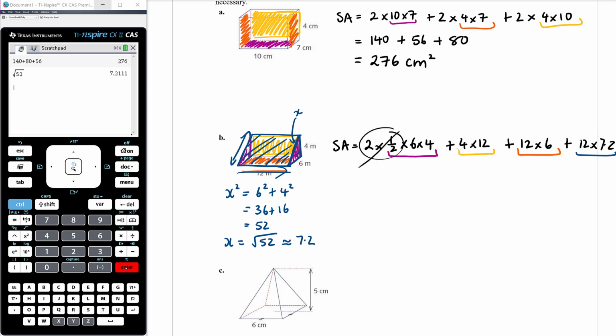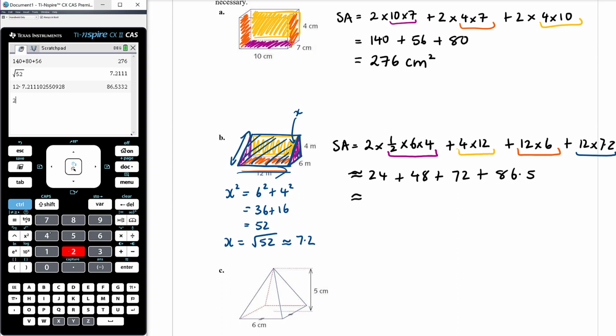The 2 and the half are cancelling each other out, so that's essentially 24 plus 4 12s are 48, plus 12 sixes are 72, plus 12 times this value we've just worked out up here, which is 86.5. Okay. Alright, so it is approximately, so we're going to do 24 plus 48 plus, and again you can put the whole thing into your calc at the start if you need. Sorry, that's plus 72, and then plus this decimal value we've worked out.